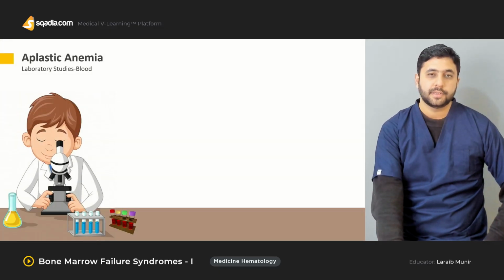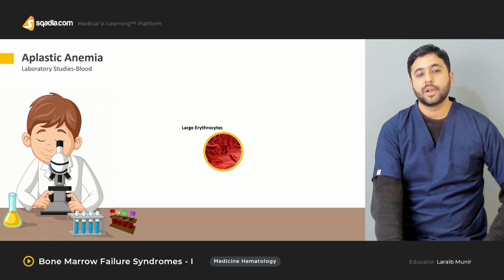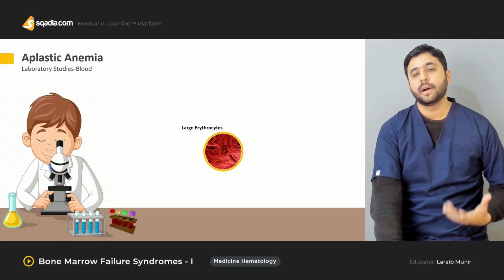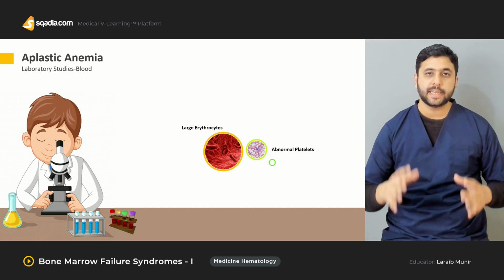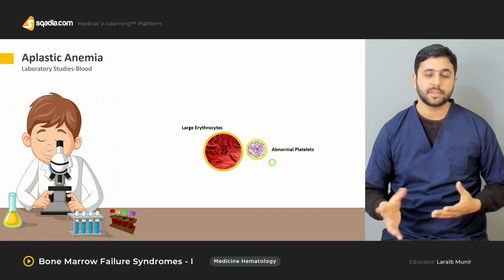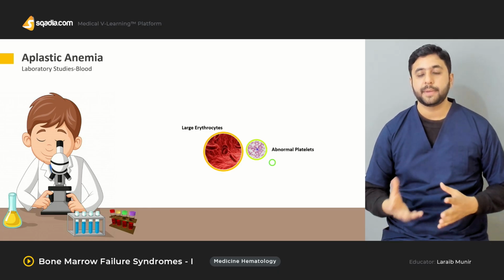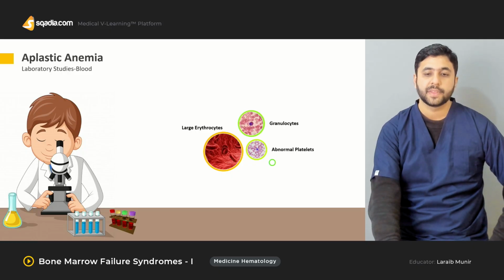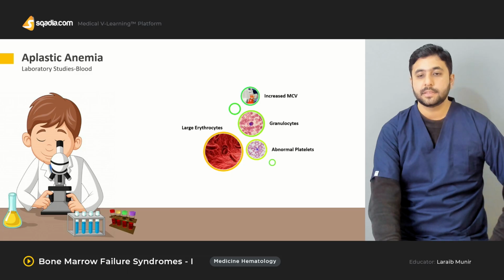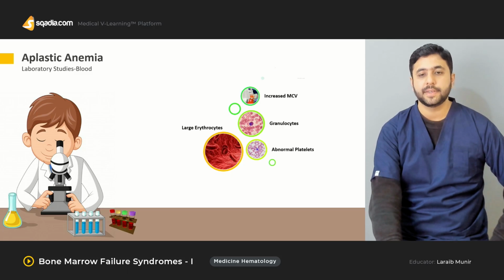Now, after history and physical exam, let's look at the different types of labs we have to perform. On a peripheral blood film, we might have large erythrocytes, which are basically primitive cells. There will be a decreased count of the normal or mature cells and an increase in the immature cells. The platelet shape might be abnormal, with variations in size and shape. The granulocytes might be decreased. There is generally a normal to increased MCV.